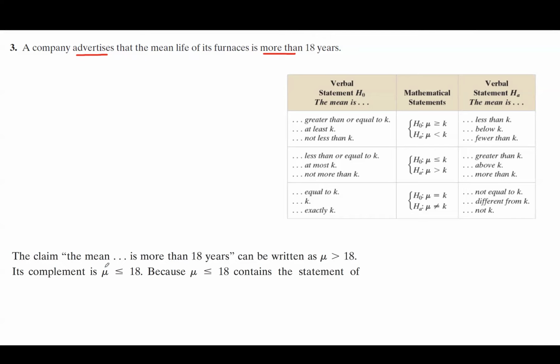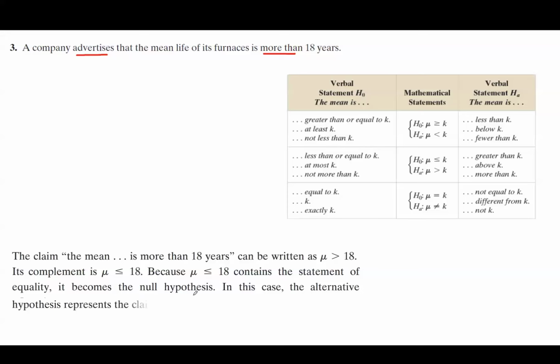The complement is null hypothesis because mu is less than equals to 18 contains the statement of equality. It becomes the null hypothesis. In this case, the alternative hypothesis represents the claim. We can write it this way. Null hypothesis says, hey, the average is at most 18 years. The claim of the company is the average is more than 18 years. So in this case, your claim and alternative hypothesis are the same thing.